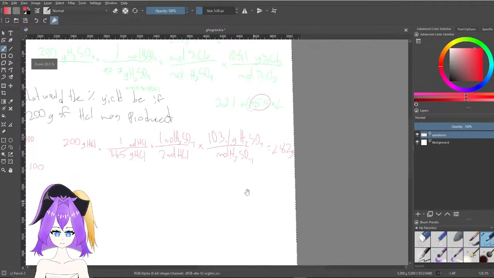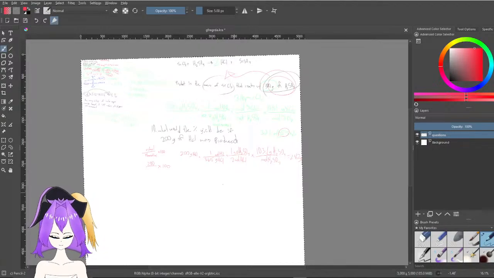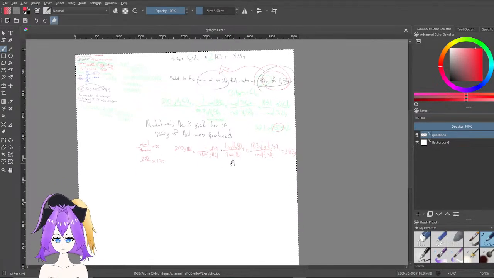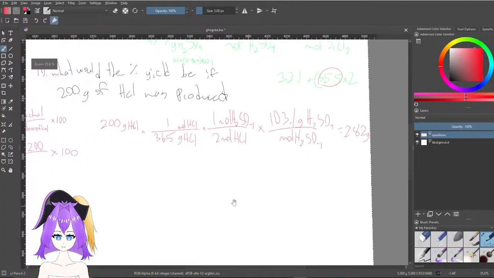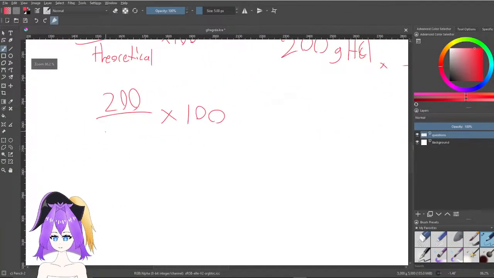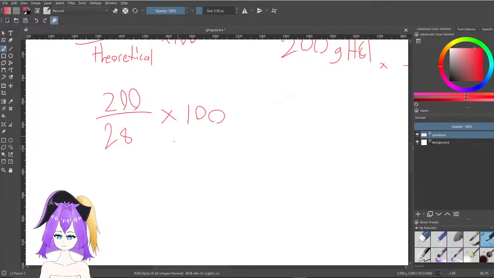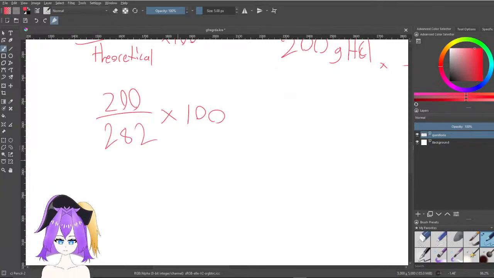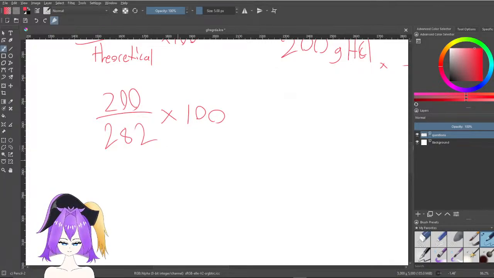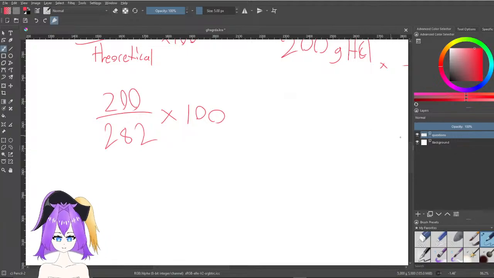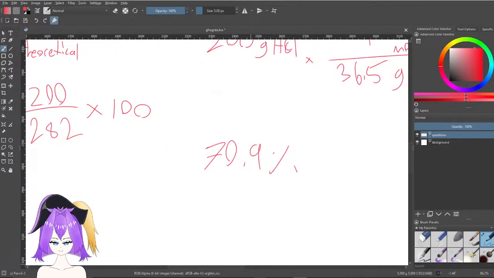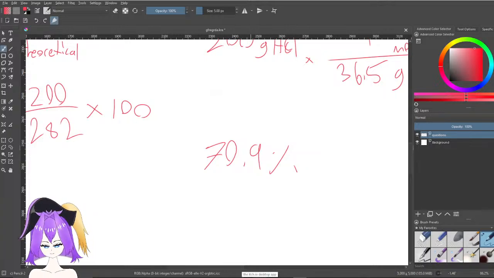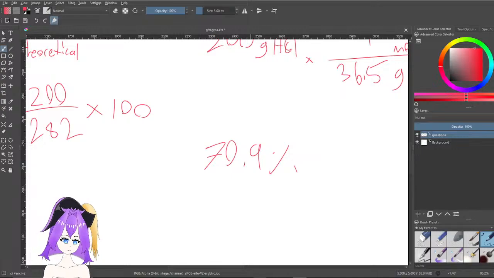0.282 grams, right? Okay, so I'd get 282. So I think I'm just gonna work with that, 282. 200 divided by 282. I'm just gonna go with 70.9% yield. That's probably fine.